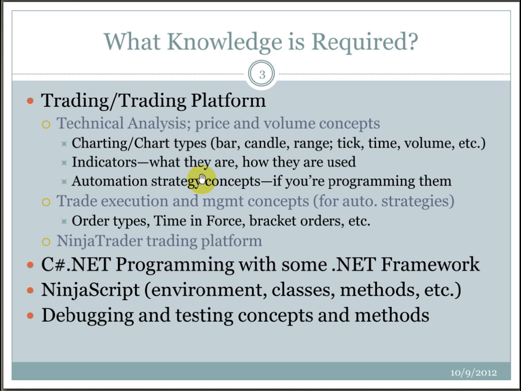And then you need to know what indicators are, something as simple as a moving average. What are they and how are they used to assist in making trading decisions. And then if you're programming automation strategies, you need to know some concepts around those. And that would include trade execution, something that as a trader you're already familiar with, and trade management concepts. Different order types, market orders, limit orders, stop limit orders, and stop loss orders, things like that, time in force, bracket orders, and that type of thing.